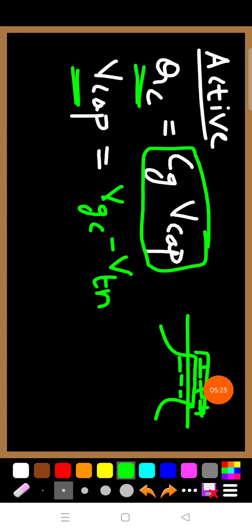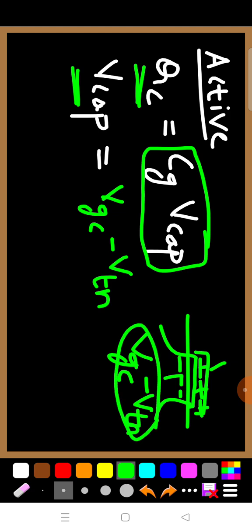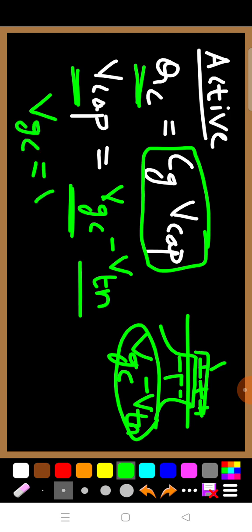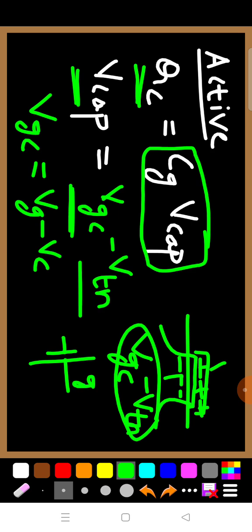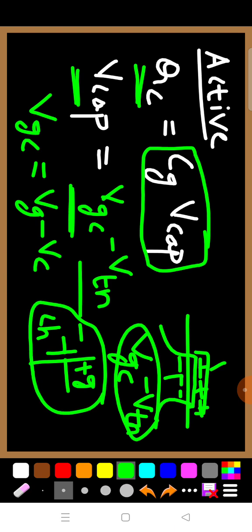What is the remaining voltage across this capacitance? Absolutely, the voltage applied between gate and channel minus the threshold voltage. That's why I have written the voltage across the capacitance as VGC minus VTN, and we know that VGC is, anybody? Absolutely, you can write VG minus VC. Any potential connected to gate and channel, this is minus, this is plus. What is that? Absolutely, gate minus channel. Is it clear, all of you?